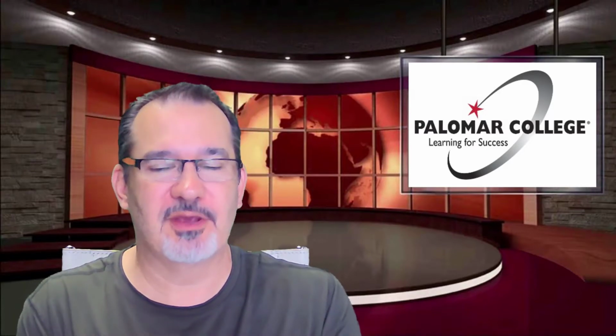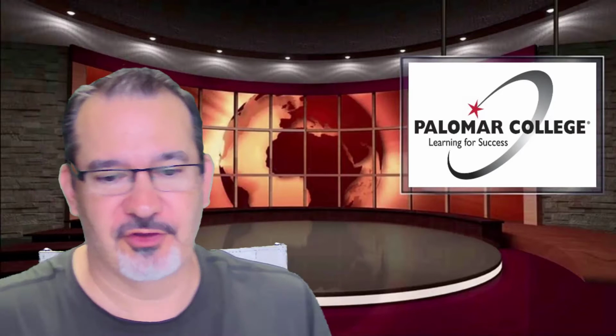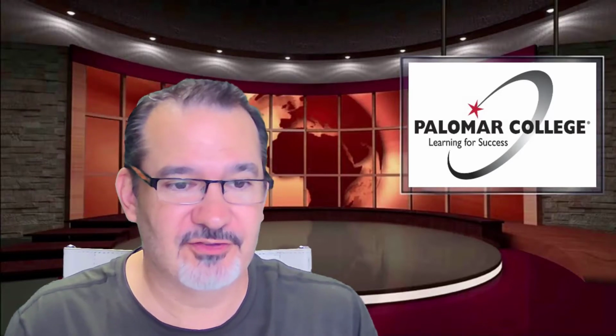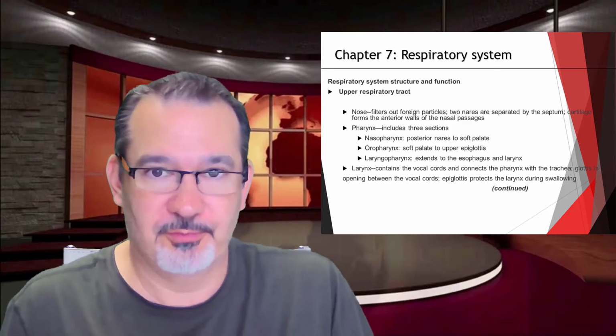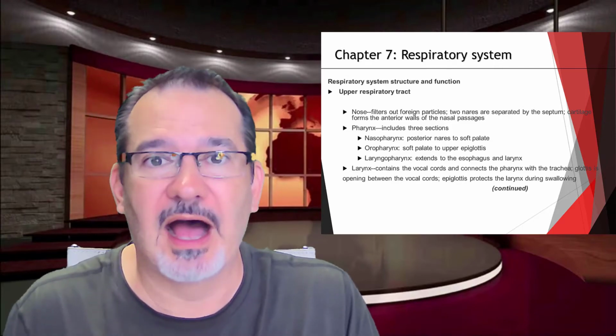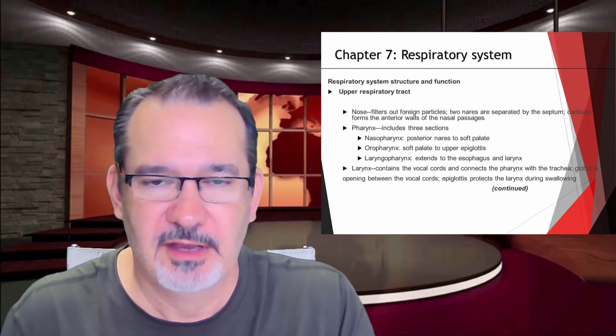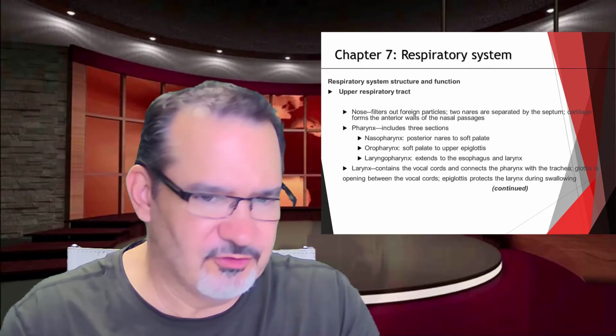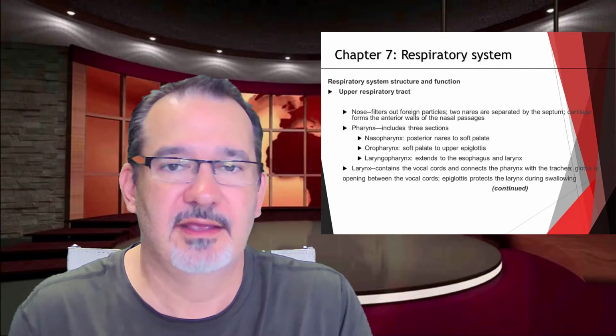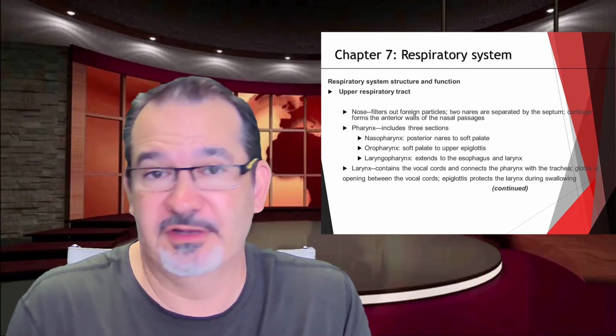And today we're going to be talking about Chapter 7, the Respiratory System. So let's get started. The respiratory system is the system that helps us breathe. Pretty obvious, I think, to most of us. It's the system that allows us to take in oxygen, to expel carbon dioxide, and to allow us to live.